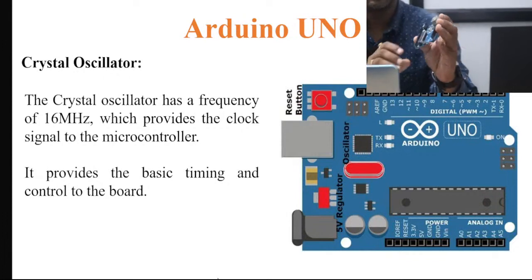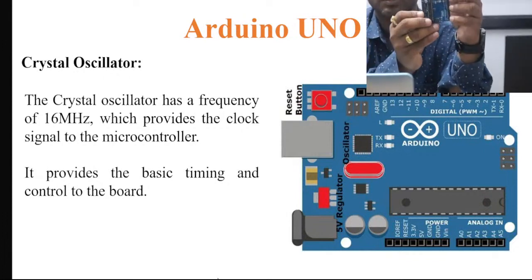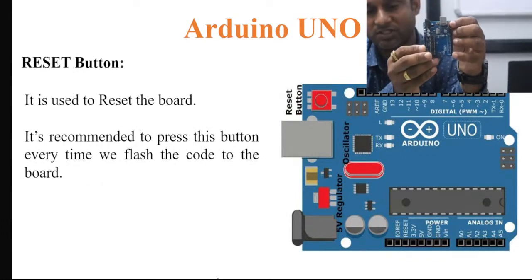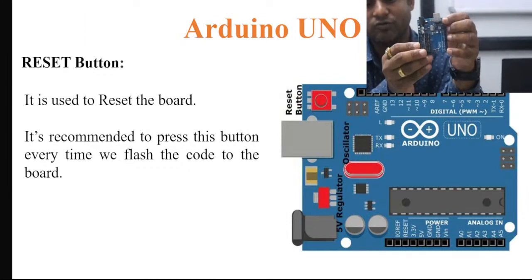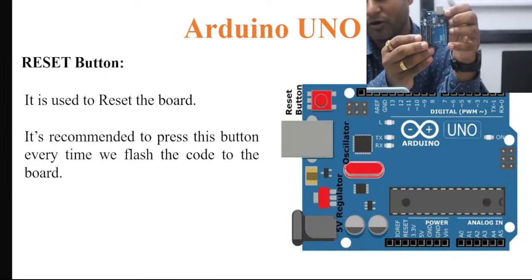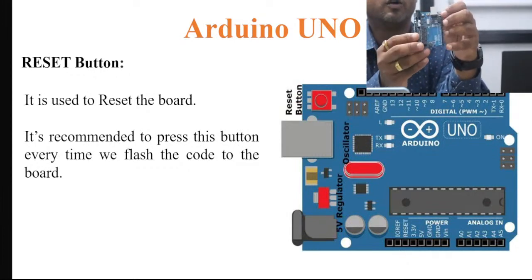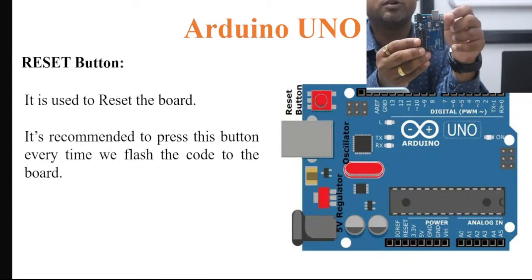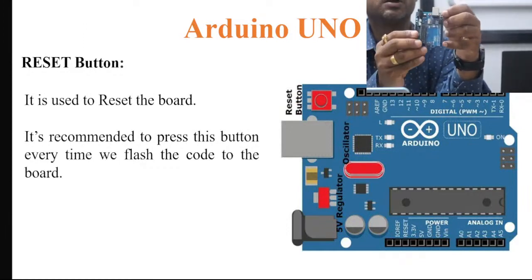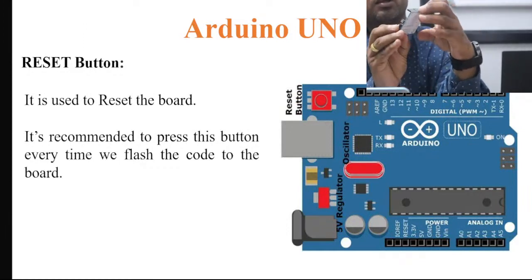Next, you can see this is your reset button. This reset button is used to reset the Arduino board. It is recommended to press the button every time we flash the code to the board. So before flashing or dumping the code to the Arduino board, we can use this reset button.